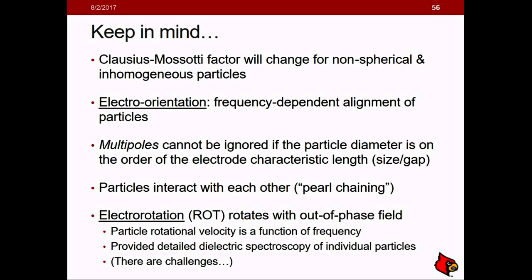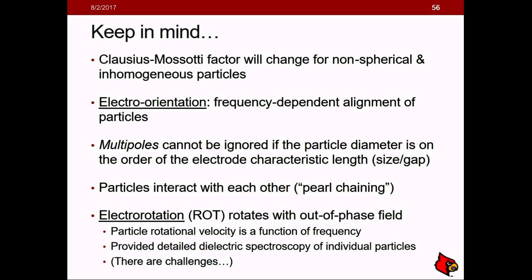As mentioned earlier, multipoles should not be ignored if the particle size is on the order of the electrical characteristics, especially for single cell traps. Those need to be considered. Particles also interact with each other, called pearl chaining. We mentioned that earlier, so that may be a consideration for what you're trying to do.